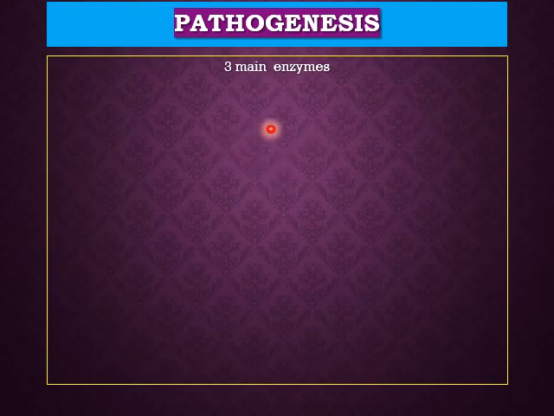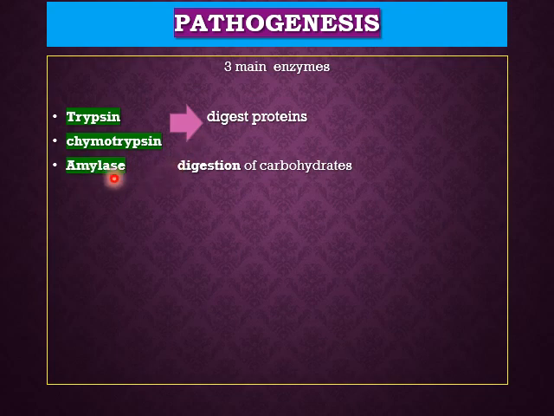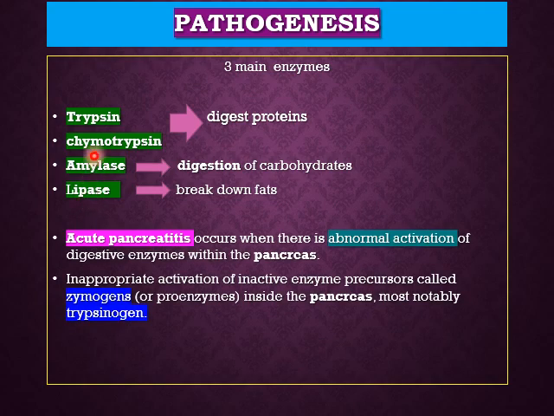Okay. Coming to the pathogenesis of acute pancreatitis, there are three main enzymes within the pancreas that are involved. First is trypsin and chymotrypsin, which digest proteins, amylase, which digests carbohydrates, and lipase, which breaks down fats. In acute pancreatitis, what happens? There is an abnormal activation of these digestive enzymes within the pancreas. And this is caused by the inappropriate activation of inactive enzyme precursors called zymogens or proenzymes.